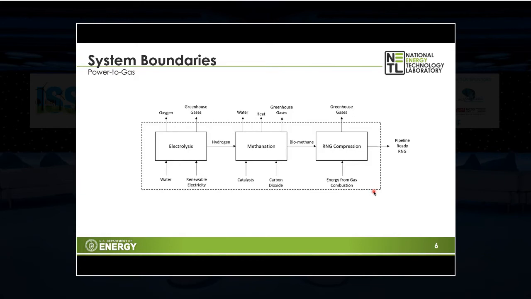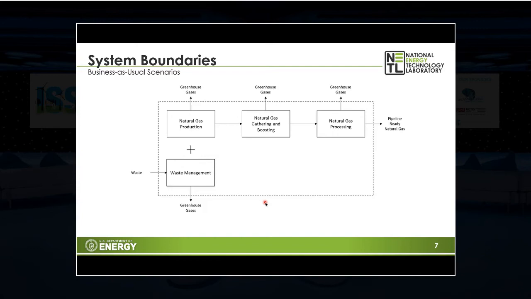Now let's look at the boundaries for the power to gas pathway. This pathway uses renewable electricity to produce hydrogen from water electrolysis, which is then reacted with carbon dioxide in a methanation unit to yield RNG, which is compressed for pipeline injection. This methanation is different from the methanation we saw in the thermal gasification pathway. Here, we need to feed carbon and catalysts with hydrogen to the methanation unit so it can generate methane. In the thermal gasification methanation system, the syngas entering the methanation unit already has carbon in it, so it only needs catalysts to produce the methane.